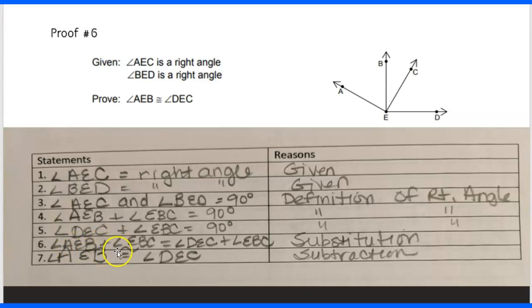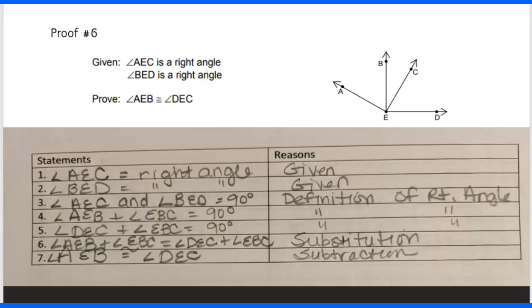I put AEB plus EBC equals DEC plus EBC. So I'm taking out the 90s and putting these in to equal each other. That's substitution. Then I can get rid of the EBC and the EBC, and I'm left with AEB is congruent to DEC, and that would be subtraction. So that one is a little bit more clear-cut than some of the others have been.